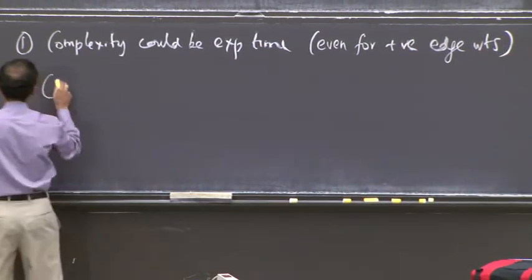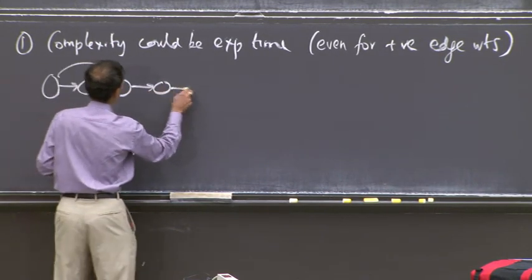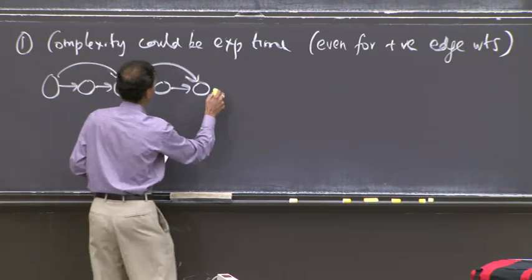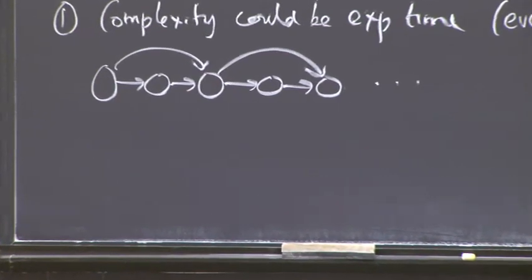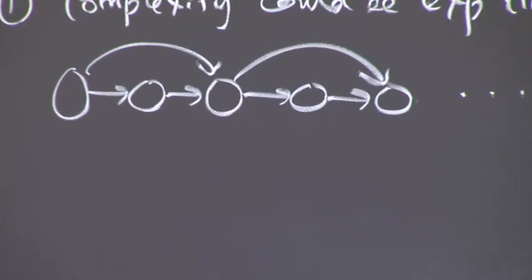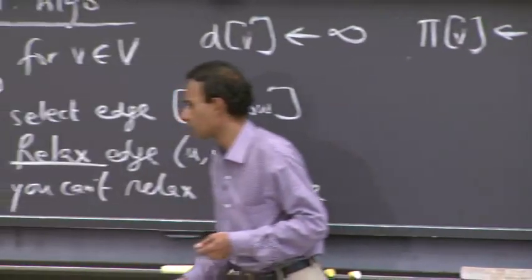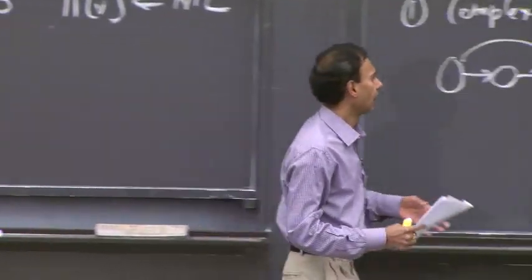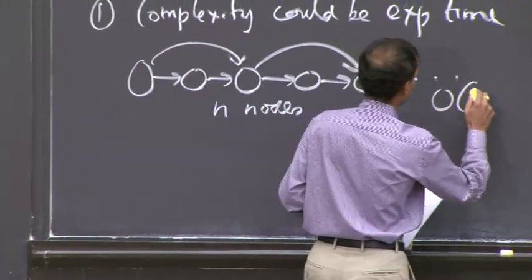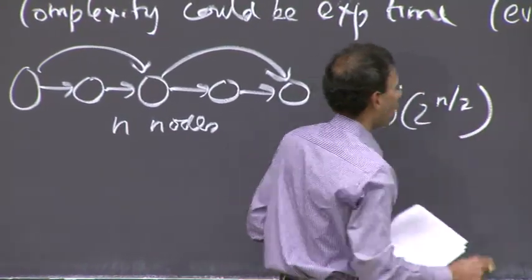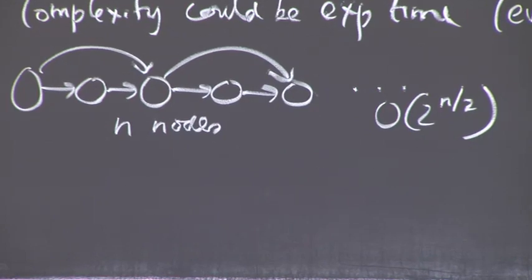And the particular example we talked about was something where you had an exponential number of paths, and if you had a graph that looks like this, then it's possible that a pathological selection of edges is going to make you relax edges an exponential number of times. And in particular, if you have n nodes in this graph, it's possible that you'd end up getting a complexity of order 2 raised to n over 2. Okay? So that's one problem.